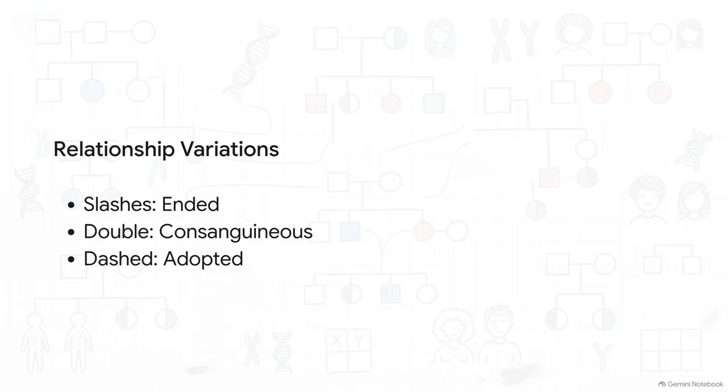And finally, a double horizontal line means a consanguineous relationship, which basically means the partners are biologically related to each other. That is a massive red flag for geneticists to note because consanguinity dramatically increases the risk of the offspring being homozygous for a recessive condition. That means they could inherit the exact same hidden, potentially harmful trait from both sides.